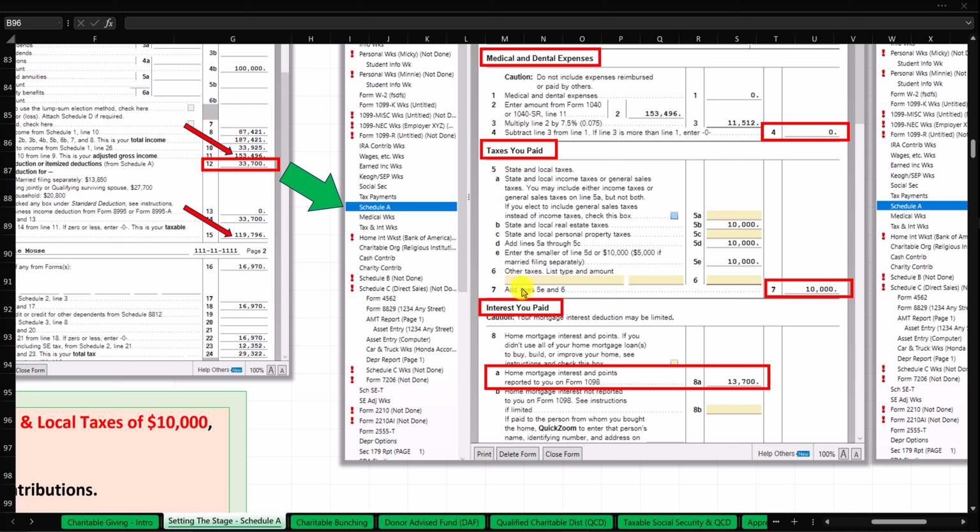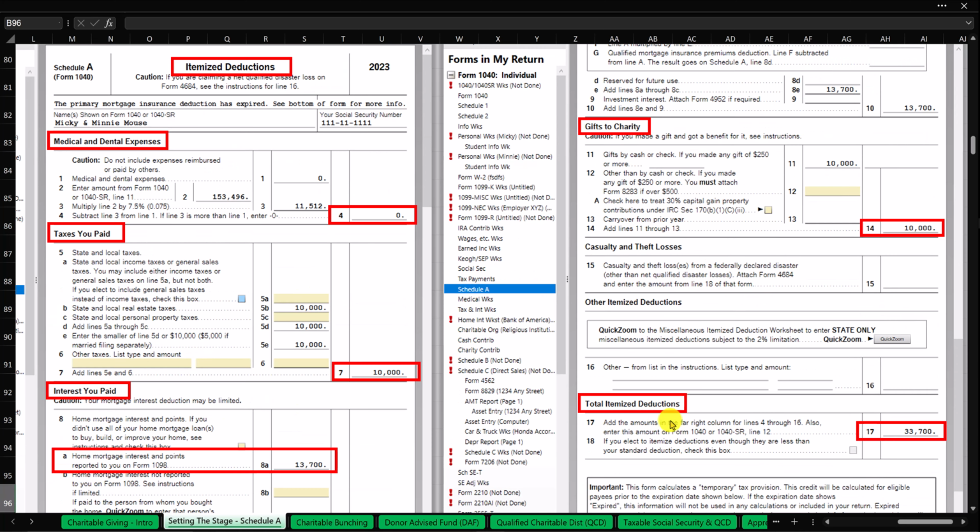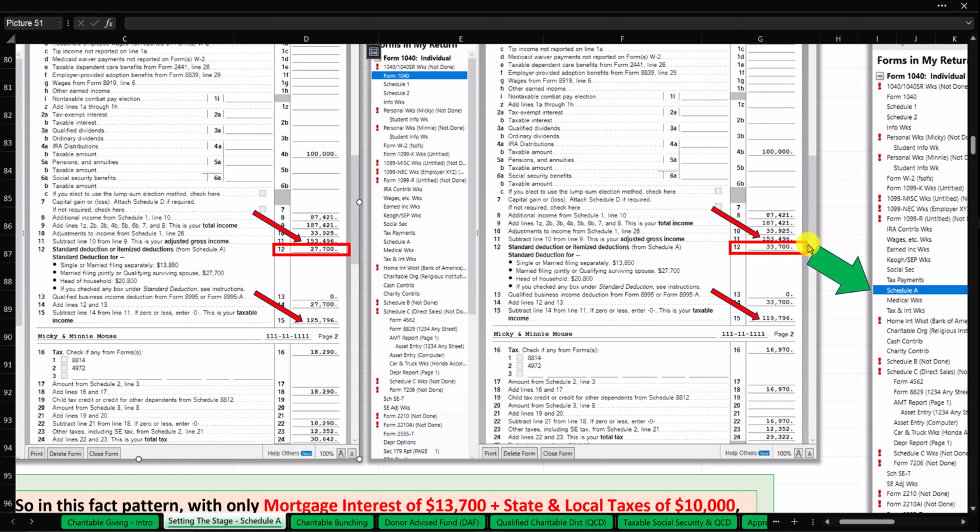Then the next item is going to be interest you paid, and again, this generally means mortgage interest and points. So in this case, I have the $13,700. Then if I go over to the next screen here, this is all the same form. This form right here and this form right here are the same thing. This is just further down on the screen, so I had to snap a separate picture of it. So the next item in the list is our charitable giving, and we had $10,000 in our example, leading to total itemized deductions, as we mentioned earlier, of $33,700, and that's how the number gets back right over here on the face of the 1040.